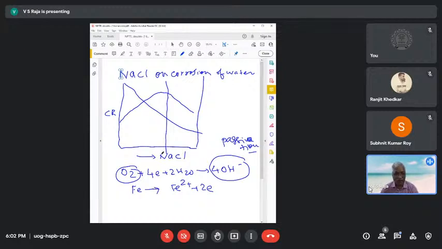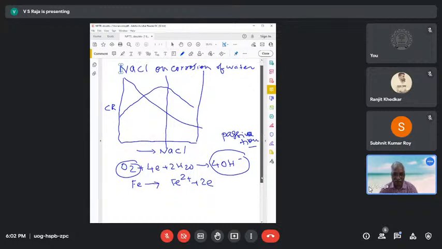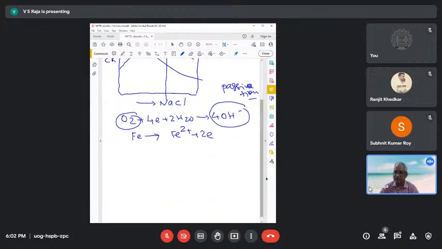Now, what is happening when you talk about sulfuric acid? Sulfuric acid is a slightly different story. What is the corrosion rate in sulfuric acid? Predominantly, the cathodic reaction is H plus accepting 2 electrons and giving you hydrogen gas. This reaction happens because of an acid.